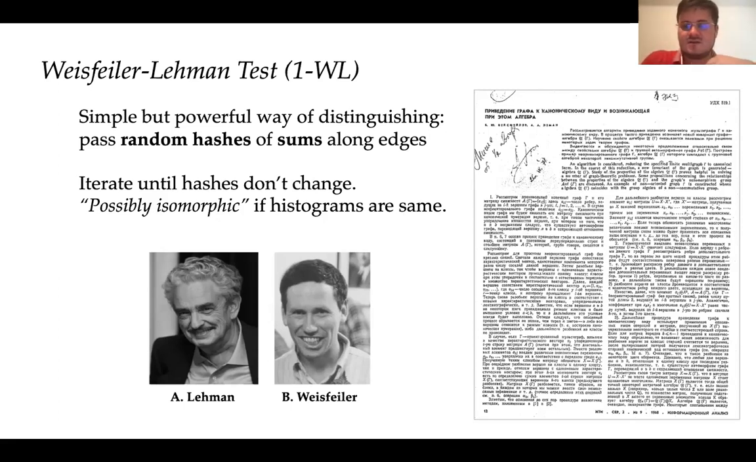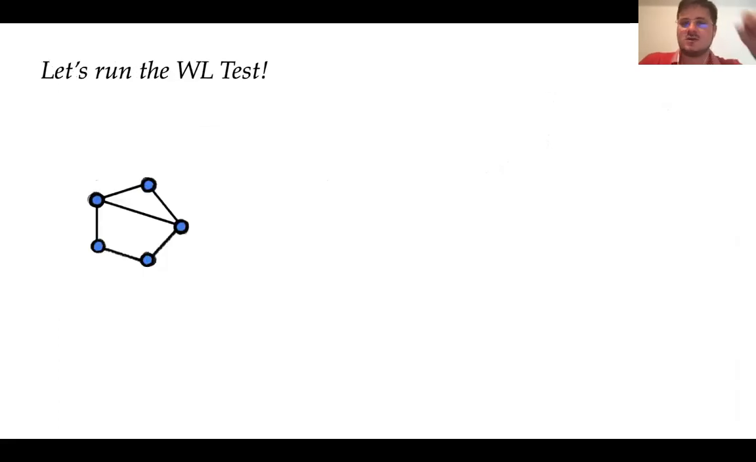And if the histograms of the colors are the same, you say the graphs are possibly isomorphic. Otherwise, you say they're not isomorphic. So just to illustrate this, let's run the Weisfeiler-Lehman test on this particular graph here. Initially, I'm assuming a very featureless setting, so every node has exactly the same feature, which I'm coloring blue.